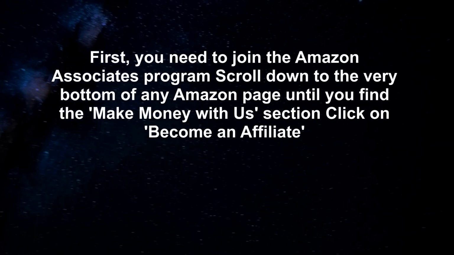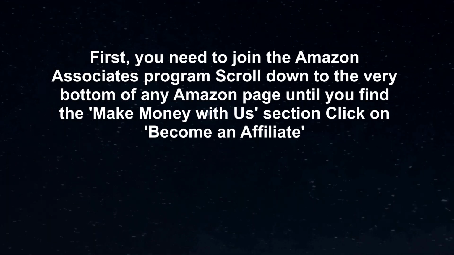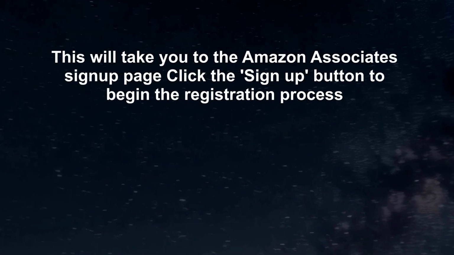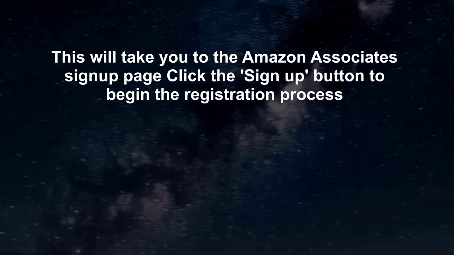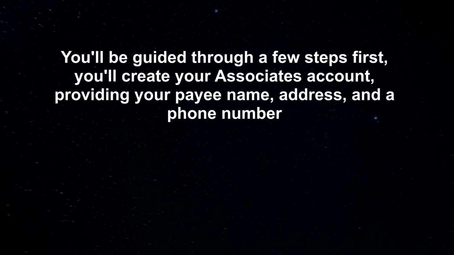Scroll down to the very bottom of any Amazon page until you find the Make Money With Us section. Click on Become an Affiliate. This will take you to the Amazon Associates Signup page. Click the Sign Up button to begin the registration process. You'll be guided through a few steps.